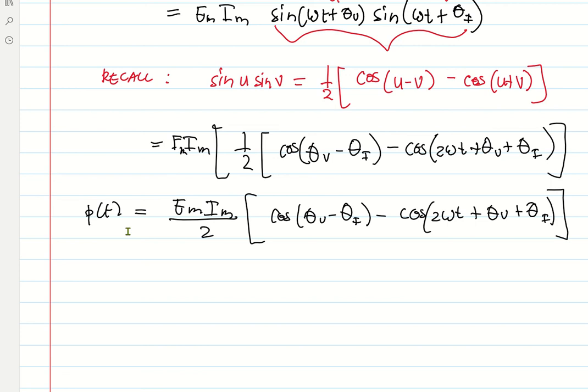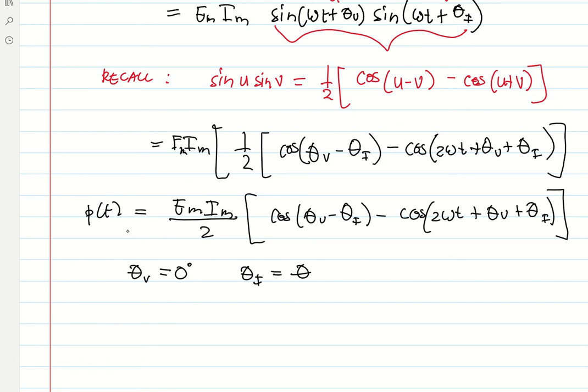But usually, we use the phase angle of the voltage as our reference. We usually set the phase angle of the voltage, theta v, to 0 to make it our reference. And instead of theta I, let's just call it theta. And we can substitute this.